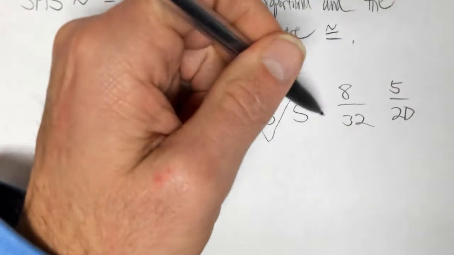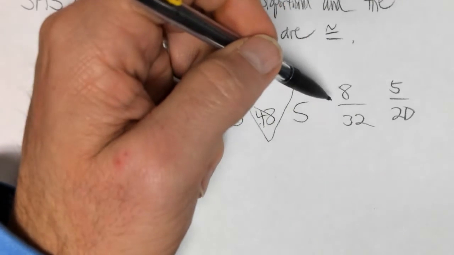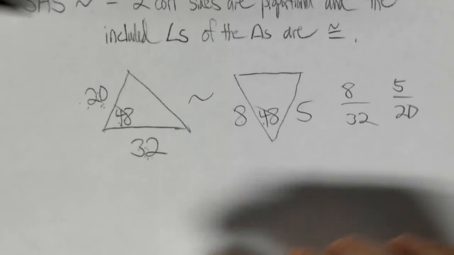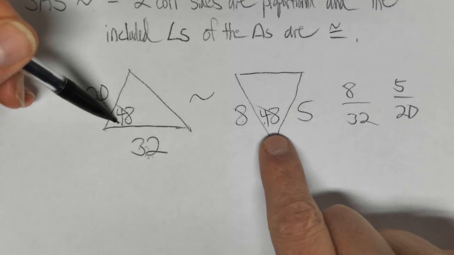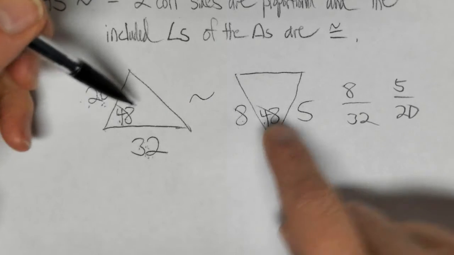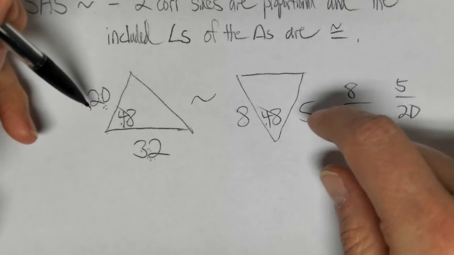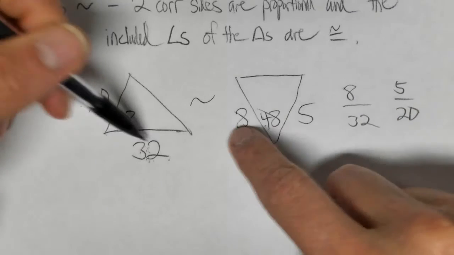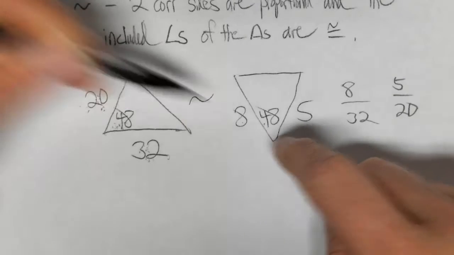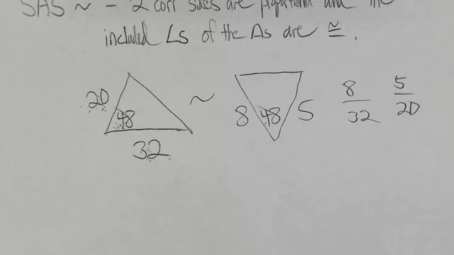So when I look at that and divide that out, those would both reduce down to 1/4. So they are proportional. So the only other part is, is the angle in between them the same? 48 and 48, the answer is yes. So as long as these two sides are proportional and the included angle, the angle that's in between them, is also the same, then we know that the triangles are similar.